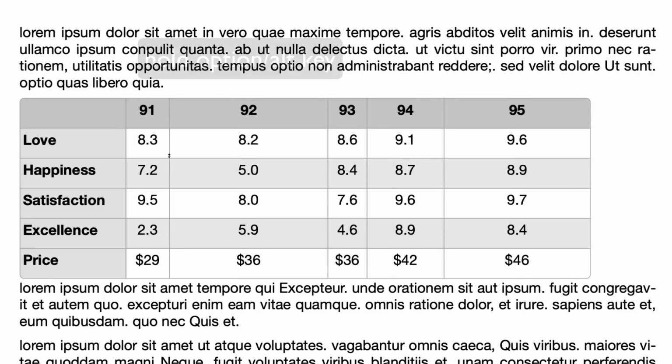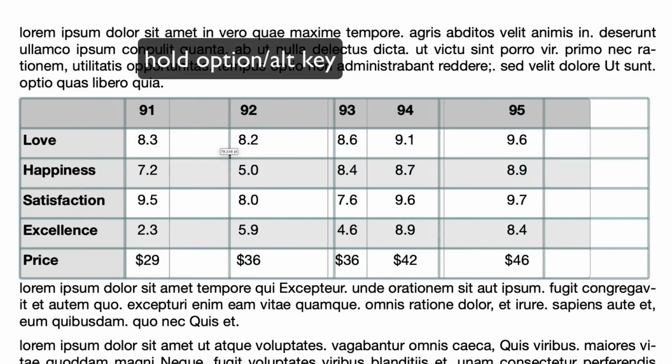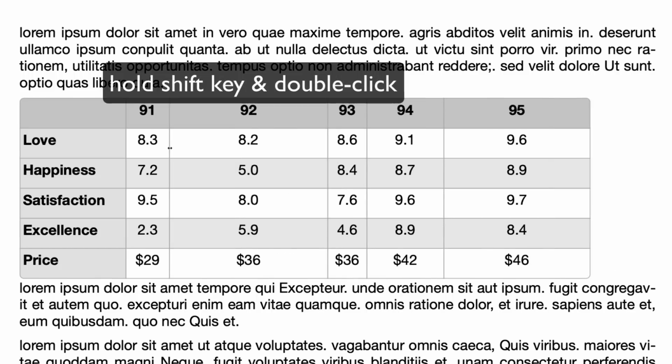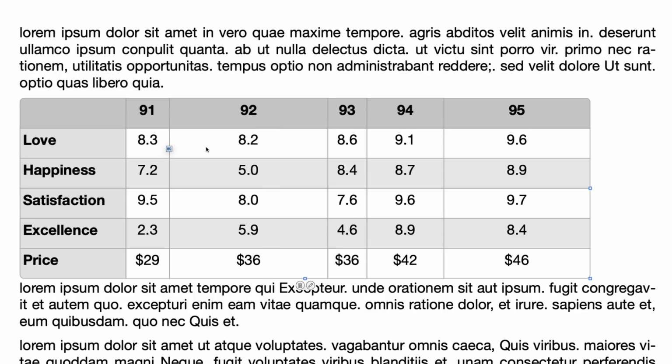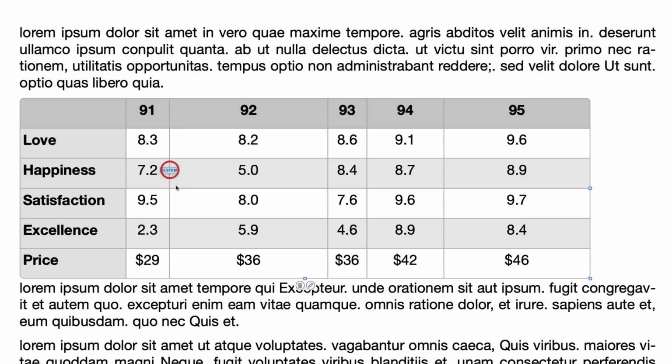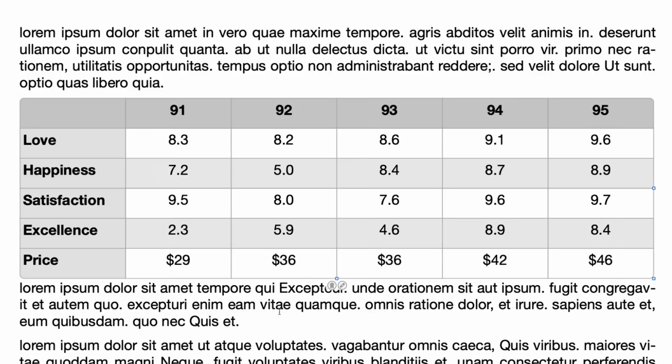Pressing the Option key while dragging a column border will equalize the width of all columns. Pressing Shift when you double-click a border will allow you to resize that column alone numerically. Pressing Option when you double-click a border will allow you to set the size of all columns together.